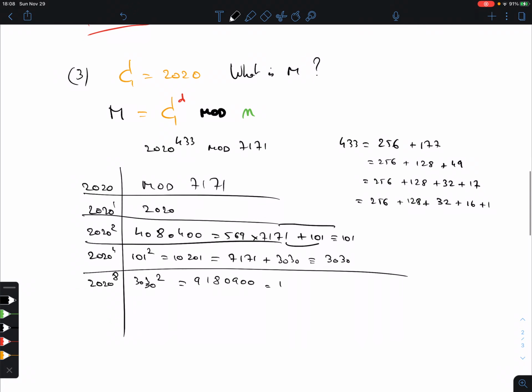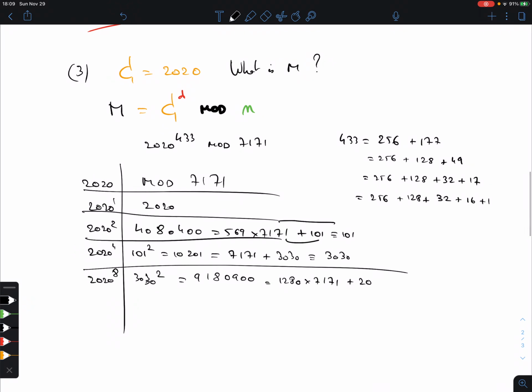That is 1280 times 7171. What is this thing? Sorry guys. And subtracting 9180900. That is 2020. That is nice, because I have already 2020, right? Did I? Yeah, I've already found this, so that's good news again.